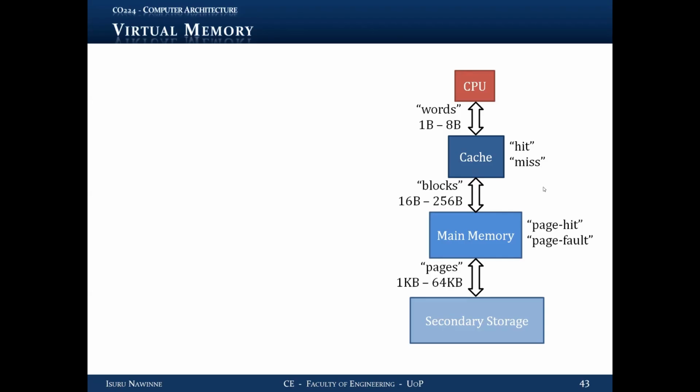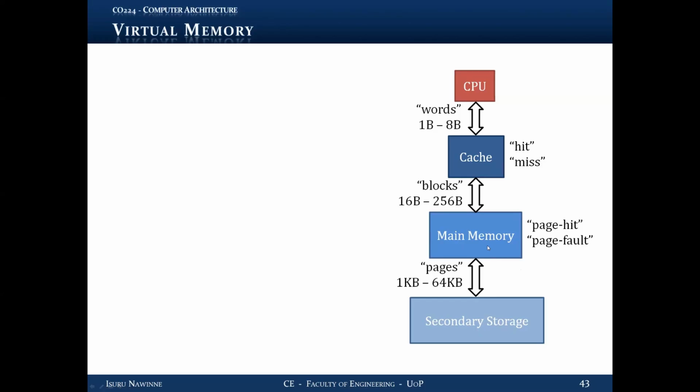Now, in the memory, when the cache is looking for a block in the memory, if that block is present, we say it is a page hit. If that block is not present in the memory, we say it is a page fault. So hit is very similar. We don't use the word miss in the memory. We say it's a page fault.